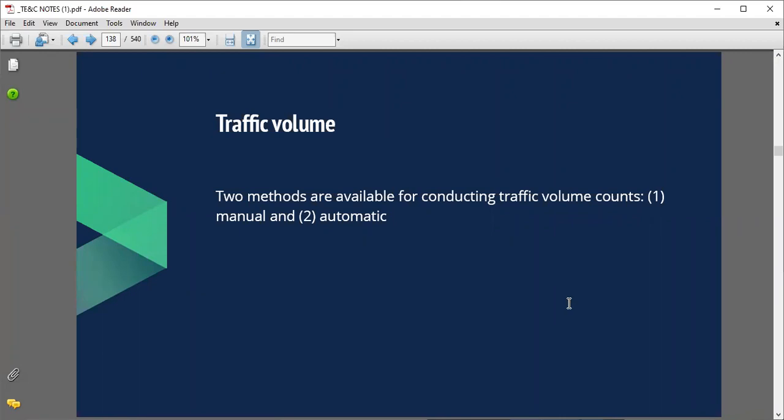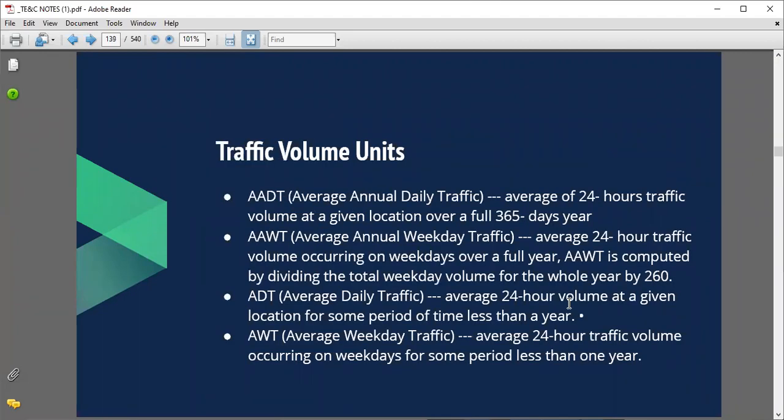Two methods are available for counting the traffic volume that we have already seen, manual and automatic. Traffic volume can be calculated annually, weekly, or daily, so the units are different. Daily means 24 hours: number of vehicles per day, per hour, per week. In this way we can give units to the traffic volume.